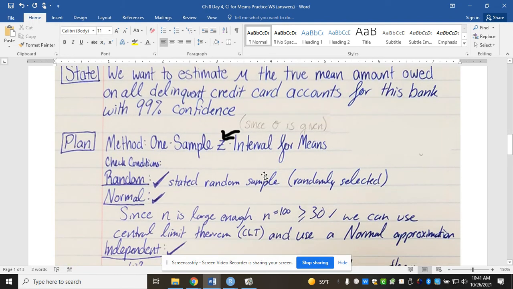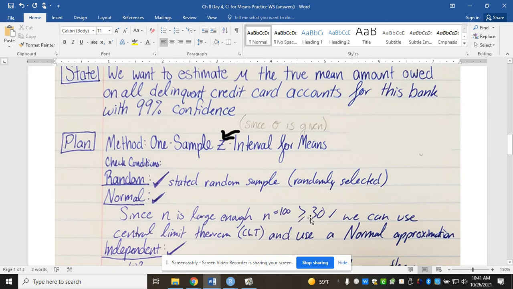So this is a one sample Z interval for means, since sigma is given or known. Random: this one was stated random sample, which is random selection. What method are we using for normal in this one? Central limit theorem, so I need to see the word central limit theorem somewhere.